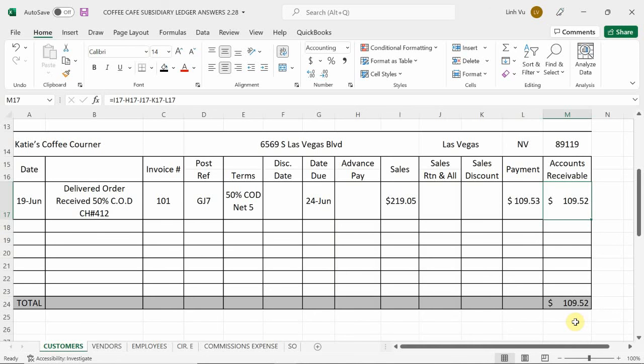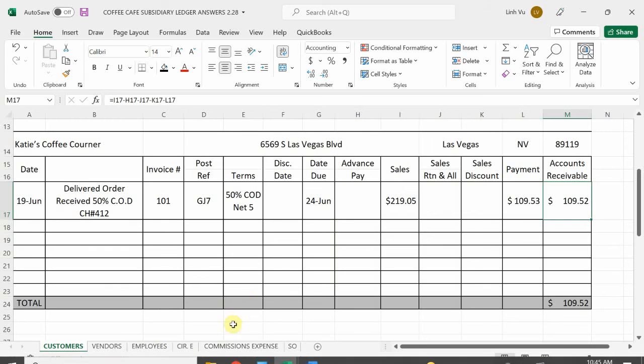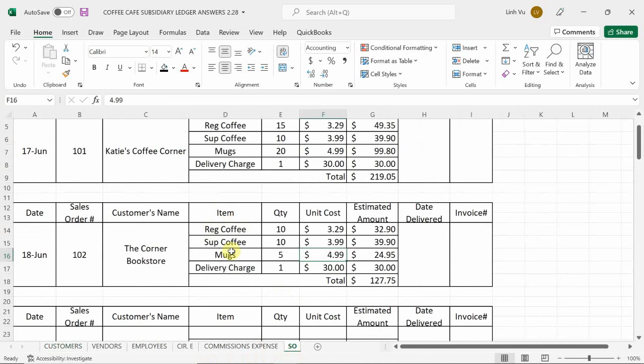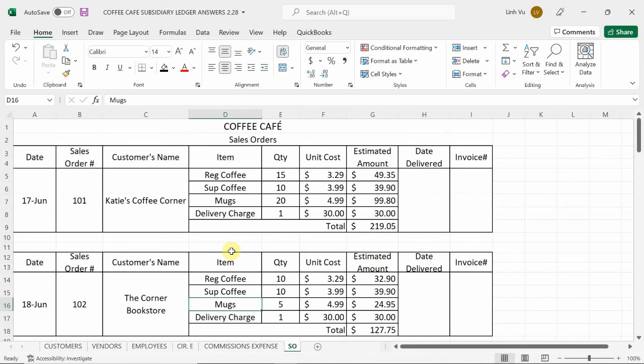Okay. Now, Albert is in charge of these sales, right? So what we have to do here is check mark first that the sales order has gone through. So here you go, Katie's Coffee Corner, right? We just delivered to them for a total of $219.05. So, when was the date that we delivered it? Today is the 19th.